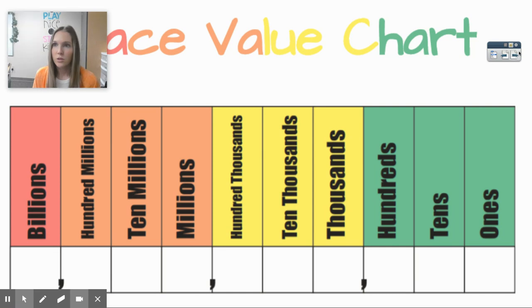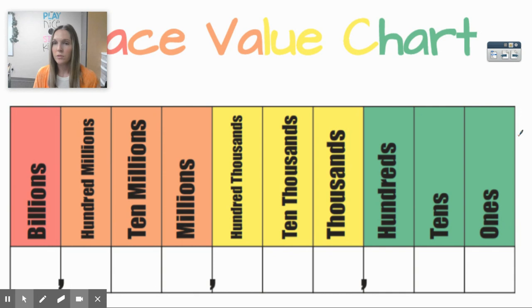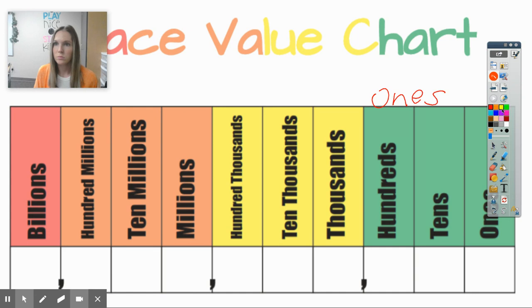So really quick, I just want to talk to you about the periods of a place value chart. The periods just help you to read the chart a little bit better, okay? So this green period here, ones, tens, hundreds, this period is your ones, okay? This is your ones period. Your next period, your thousands, your ten thousands, and your hundred thousands. This period is your thousands.